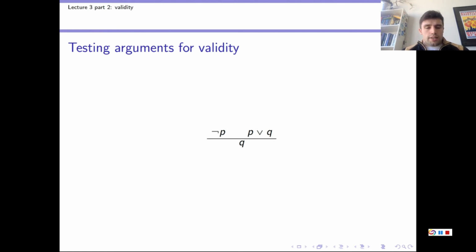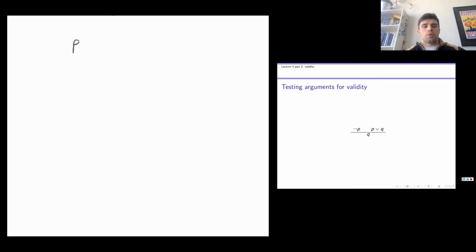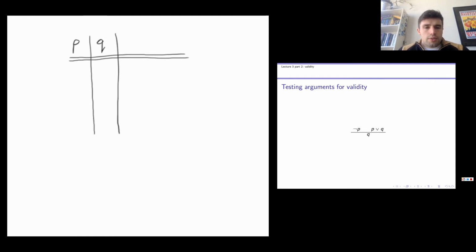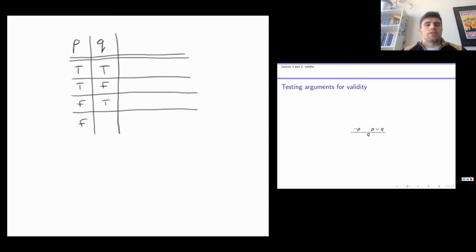Now, we want to test this argument for validity, so we recall the steps. First, we construct the truth table for all of the premises, so let's do that. We start with a column for P and a column for Q, since they are the simple constituents involved in the premises. We record the possible truth values in the usual way. So in case 1, P is true and Q is true. In case 2, P is true and Q is false. In case 3, P is false and Q is true. And in case 4, both P and Q are false.